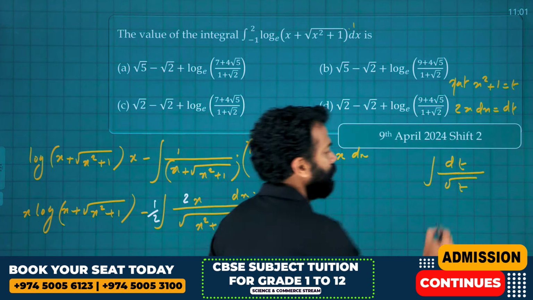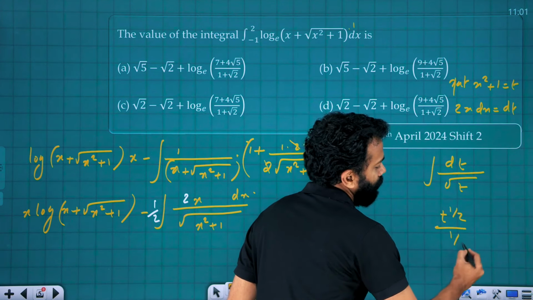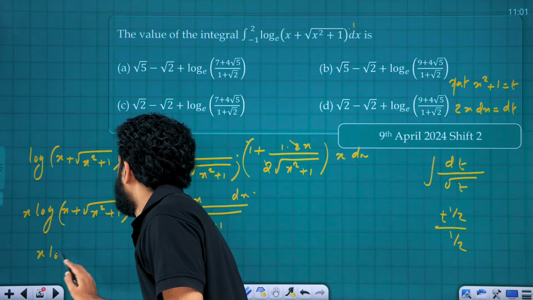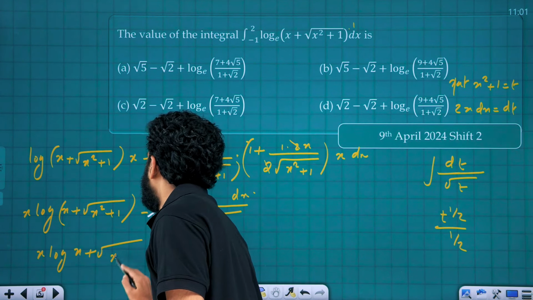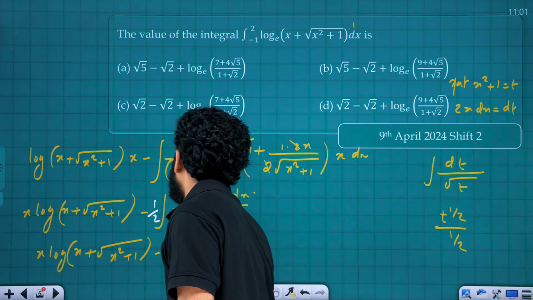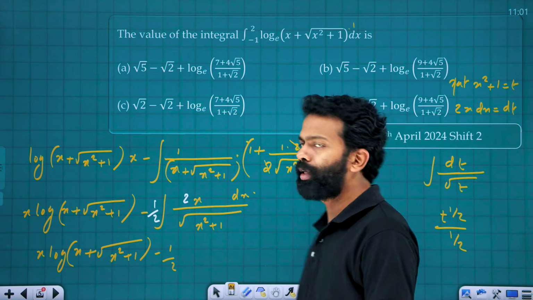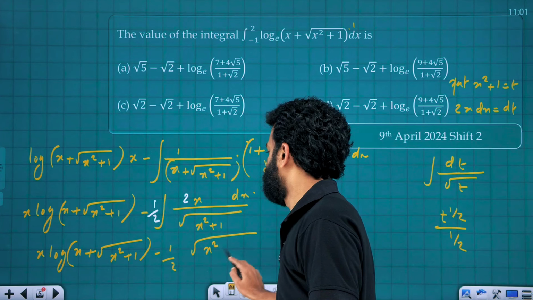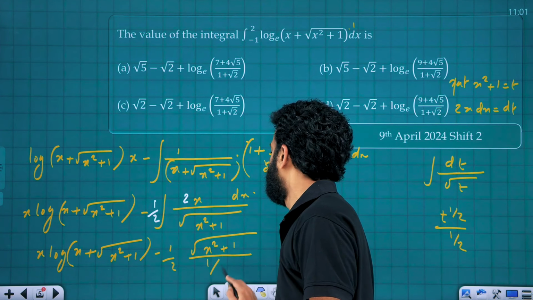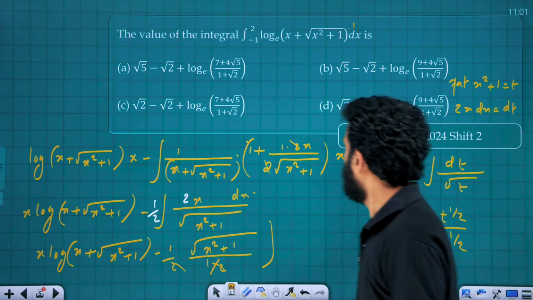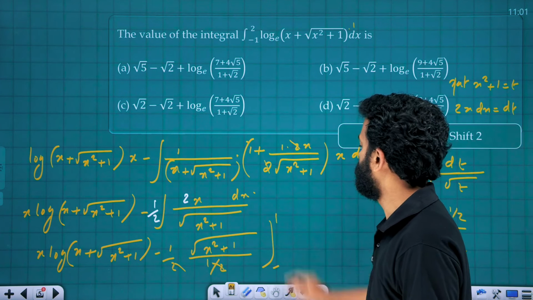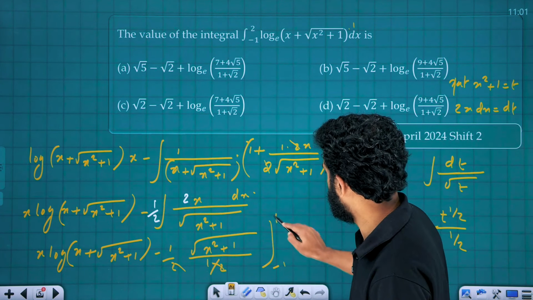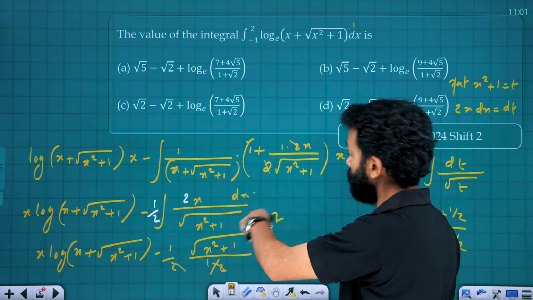That is, the integral is t raised to 1 by 2 divided by 1 by 2. So it will be x log of x plus root of x square plus 1 minus 1 by 2 into, what is the integral of this? t raised to 1 by 2 by 1 by 2. What was t? t is x square plus 1, that is, x square plus 1 raised to 1 by 2 divided by 1 by 2. This and this got cancelled. And the corresponding upper limit and lower limit will be minus 1 to 2. Let's substitute 2 first and then minus 1.